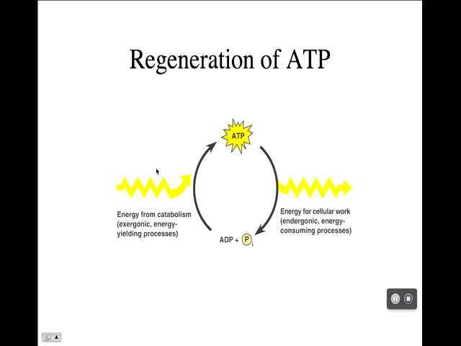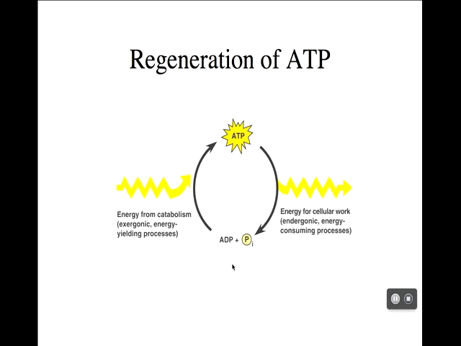So you eat your lunch, and your cells break down those molecules in order to get the energy to make ATP. And then the ATP is used in order for your cells to do the work they need to do. And then you eat dinner, and that energy is used to make some more ATP out of the ADP, and then that ATP is broken down in order to drive more cellular work. So that's regeneration of ADP and ATP over and over and over again.